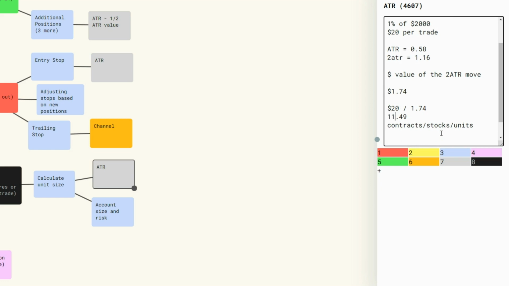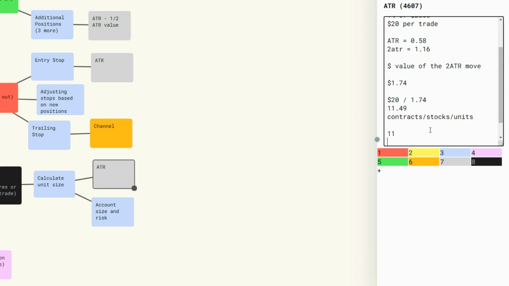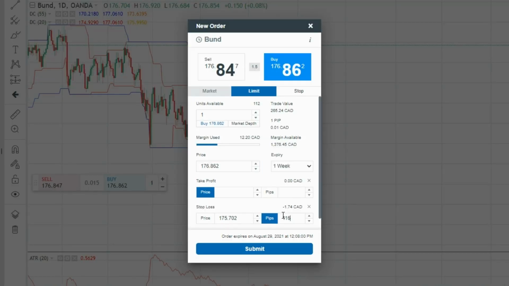Now, since I can't get 0.49, you can either choose to round up or round down. I will round it to 11. And so if we go back to the trading platform and I say I want to trade 11 units, you'll now see 11 units with a 1.16 stop is going to have an initial loss value of $19.15. So if I round it up to 12, you'll see it would have gone to $20.89.